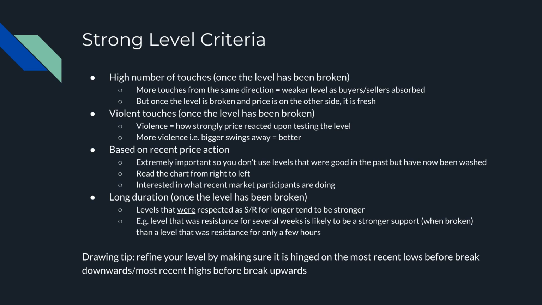The third one, and probably the most important one, and the one people get wrong quite a lot as well, is that we want to base our levels on recent price action. It's really tempting to read a price chart from left to right, because that's how we're used to reading and it's kind of natural. But since the price chart and the data is formed from left to right, your more recent data is on the right hand side of the chart.